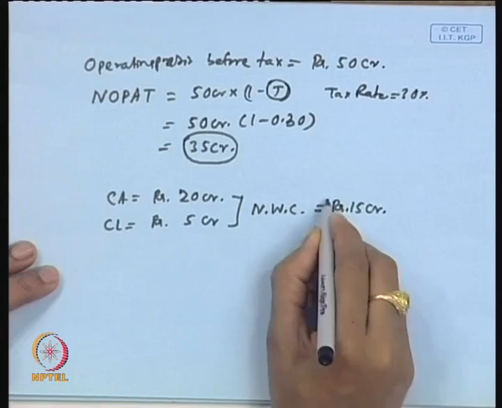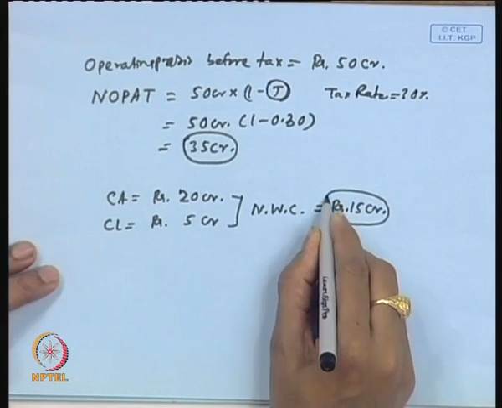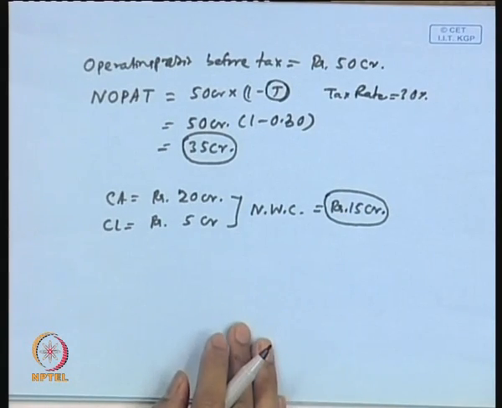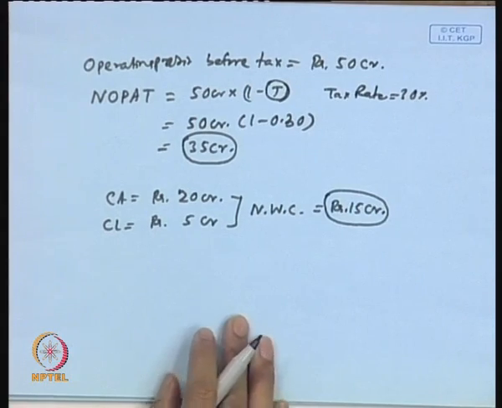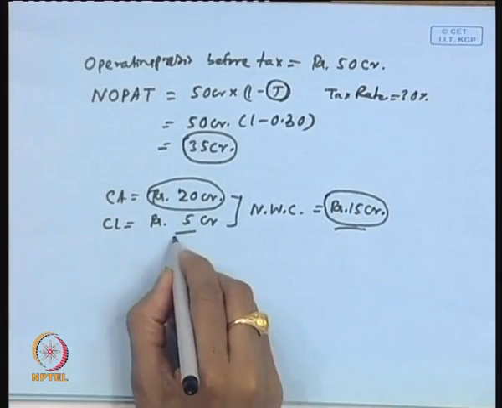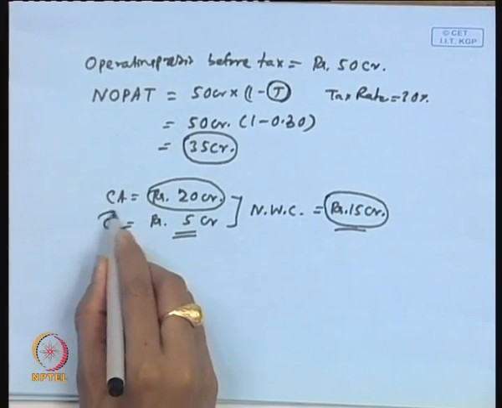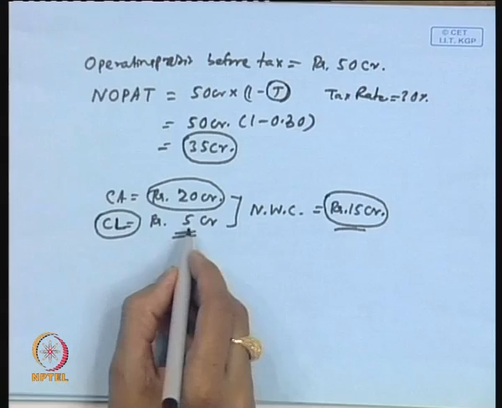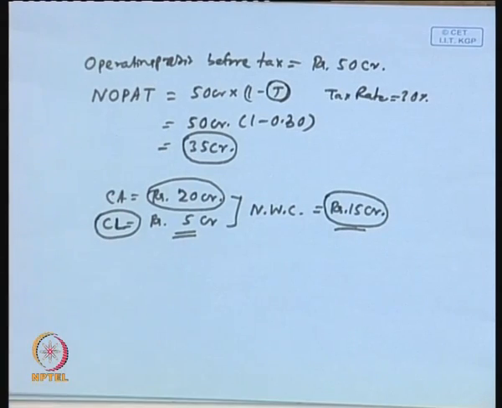So, this 15 crore is the requirement to be taken out of the free cash flow to the firm or equity, as the case may be. So, instead of 20 crore, it will actually be 15 crore, because 5 crore is anyway being financed by current liabilities. So, this 5 crore is not required out of the free cash flow that we are going to find out.